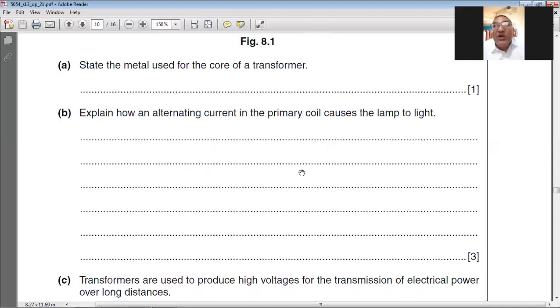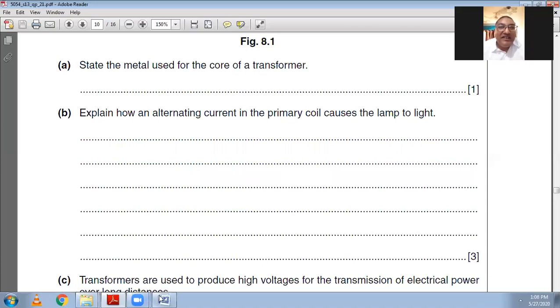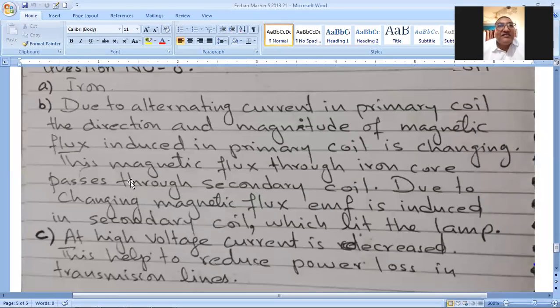It's a 3-mark question, a big question, but it's a very famous concept. I've written this answer. Let me read that answer also. Due to alternating current in the primary coil, the direction and magnitude of magnetic flux induced in the primary coil is changing. This magnetic flux through the iron core passes through the secondary coil. Due to changing magnetic flux, EMF is induced in the secondary coil, which lights the lamp. I hope you have understood. It's a very, very famous question.